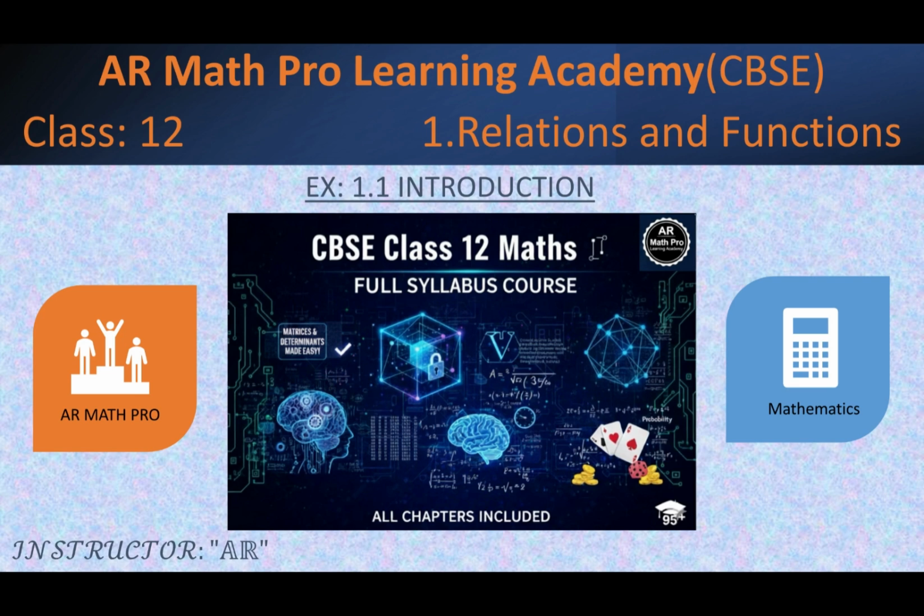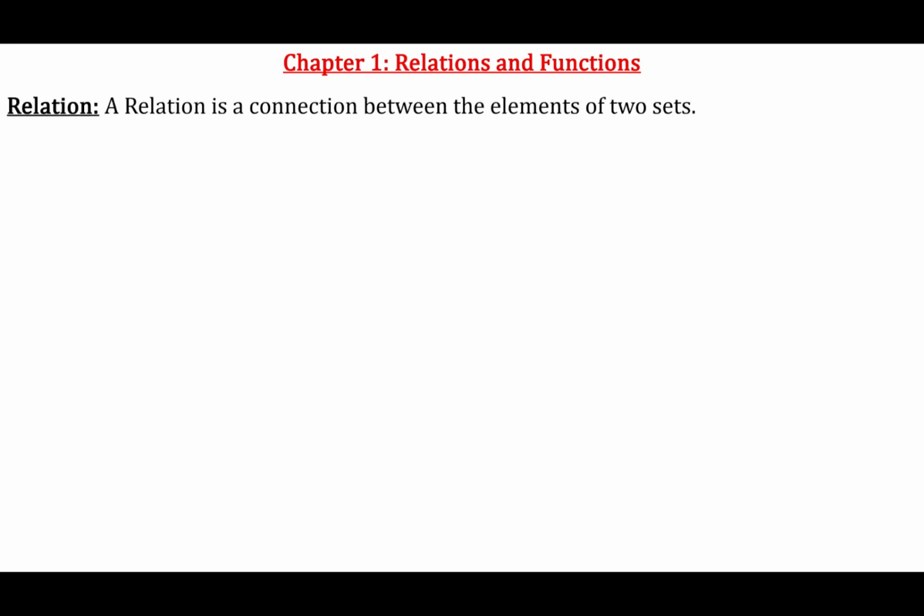Exercise 1.1 Introduction. Relations and functions. What is a relation? A relation is a connection between the elements of two sets. For example, I have two sets, set A and set B. If there is a connection between these two sets, that is called a relation. See, this is one connection. That's it. It is a relation.